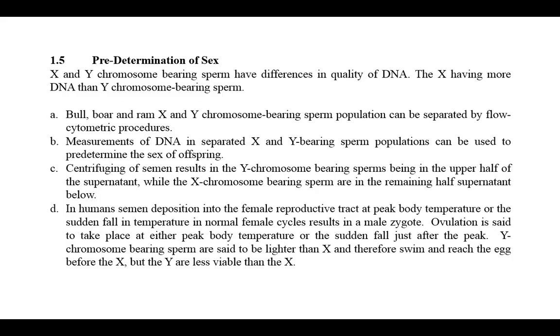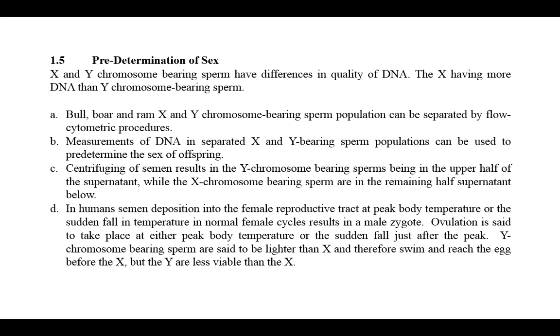Predetermination of sex. X and Y chromosome bearing sperm have differences in quantity of DNA, the X having more DNA than the Y chromosome bearing sperm. In bull, boar, and ram, X and Y chromosome bearing sperm populations can be separated by flow cytometry procedures. Measurements of DNA in separated X and Y bearing sperm populations can be used to predetermine the sex of offspring.